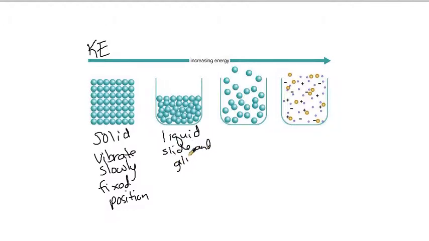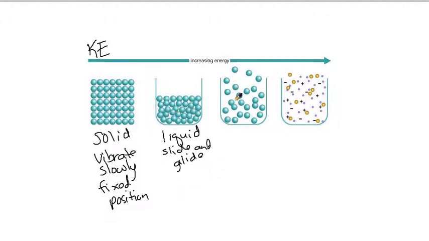And what we mean by slide and glide is that some of these particles have more kinetic energy than others, and so they're able just to continually move. Now, because of that, we have a definite volume. I can measure how much is in this beaker, but we have an indefinite shape. The shape is going to be able to switch and change to its container because of the sliding and gliding.